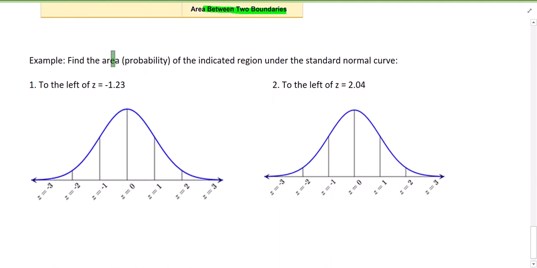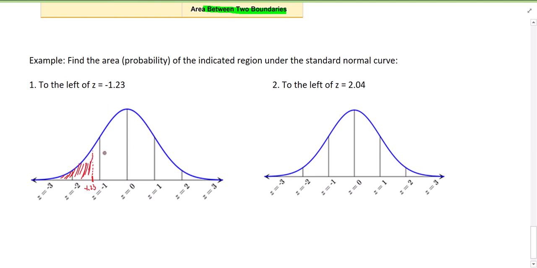Find the area, and remember, area is the same thing as the probability of the indicated region under the standard normal curve, to the left of z equals negative 1.23. So where does negative 1.23 land? Negative 1.23 is just to the left here of negative 1. So let's say negative 1.23 is right there. Since we want the area to the left, that means we want this area. So how do we find that?